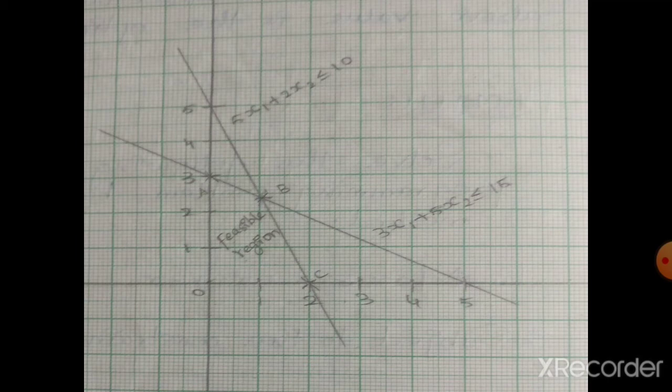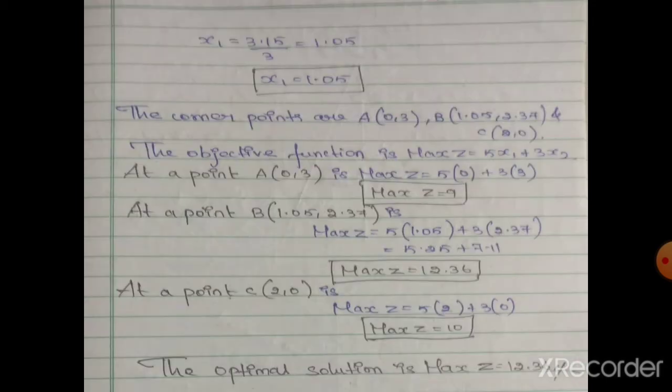So 0, 0 is one corner, another corner is 2 comma 0, and the other corner is 0 comma 3. You have to find the B point using the graph, or otherwise by solving the constraint equations. You have to solve the constraint equations and find the point, and check whether the point is correct using the graph. Now we have to find the value of B by solving these two equations.